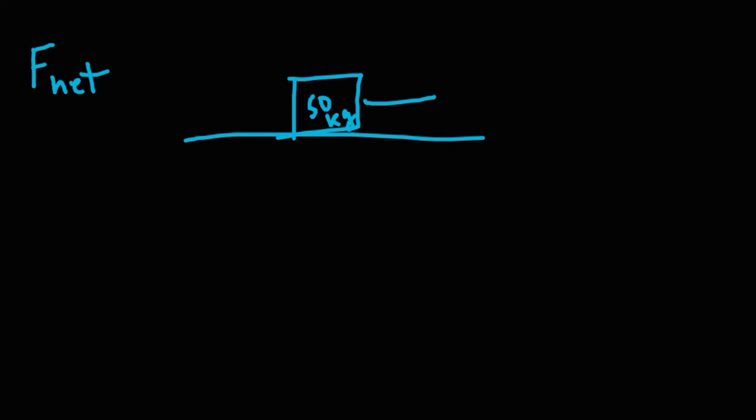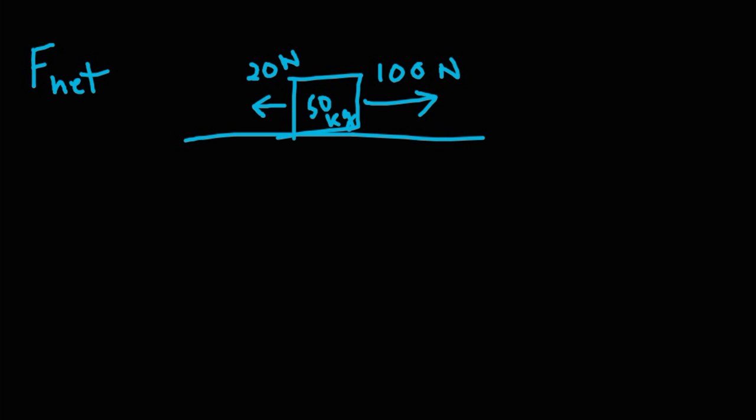So let's say we had our ground here. We had our crate. We can say that's 50 kilograms still. That's fine. Let's say that we are going to apply a force of, let's say, 100 newtons in this direction. All right, but the surface here is going to exert friction on this crate, and we're going to say that it's 20 newtons in that direction.